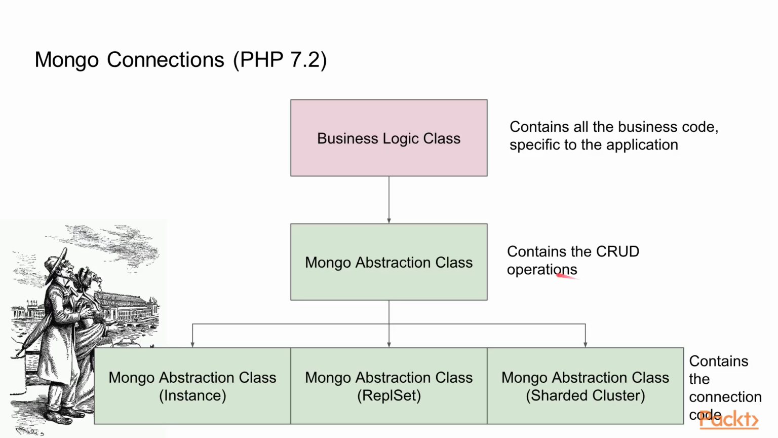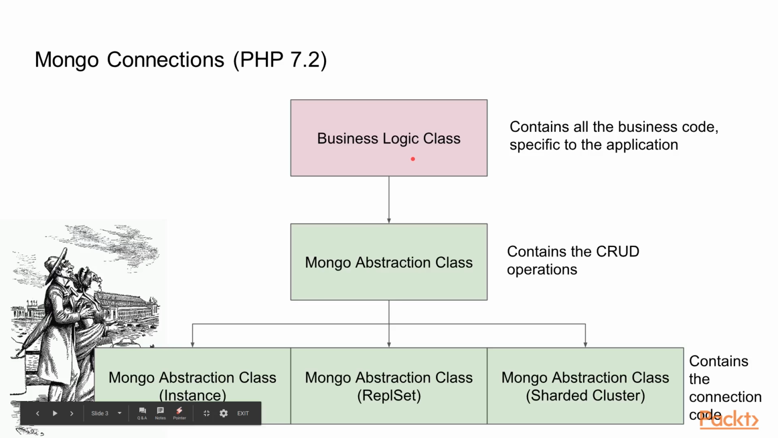When you run your business logic class, you'll have some parameter that says, I'm going to connect to a replication set, or I'm going to connect to an instance, or I'm going to connect to an instance with RBAC, or I'm going to connect to a sharded cluster. And based on that information passed to the business logic class, that in turn passes that information down to the first layer abstraction class, which has all the CRUD operations, which in turn invokes the next abstraction class we need, for whatever way we're trying to connect to the database.